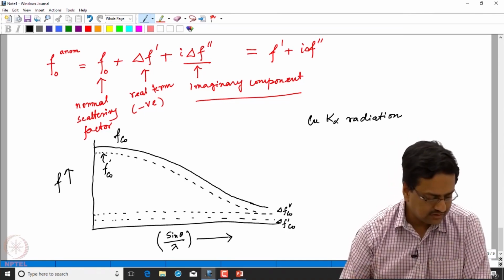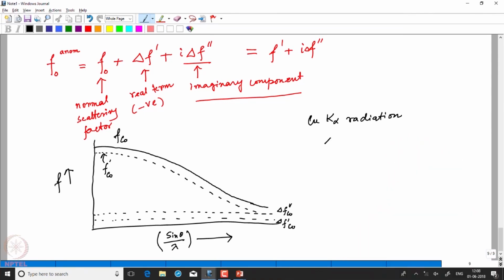So what happens is that when we try to calculate the ratio of delta F double prime to delta F prime for cobalt at sin theta by lambda 0, the values are like this: 3.6 by 24.5, which is equal to 0.14.